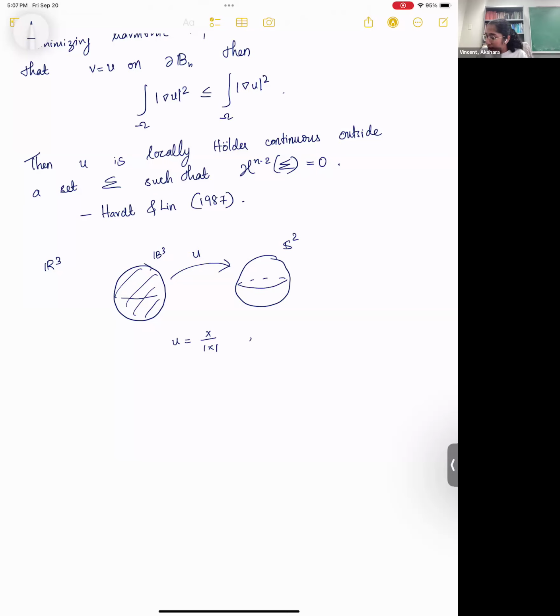And as you can see here, let's look at the regularity of this minimizer. This function is continuous everywhere except the point 0. So the singular set sigma is nothing but the singleton {0}. So it agrees with the result that we have. The Hausdorff measure of the set is 0. So this is an example just to give a motivation. Now let's go to the proof.